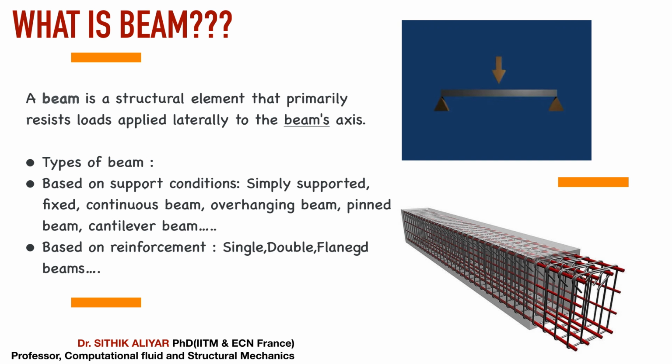First, obviously, you know what a beam is. A beam is a structural element that primarily resists load applied laterally to the beam. You can see in the image here, the GIF, this is the longitudinal direction, and the load is applied in the lateral direction, and the beam bends. The beam bends in the direction of the applied load. So the beam is resisting the load, the beam didn't fail. The beam resists the load only by its lateral resistance. This is called a beam.